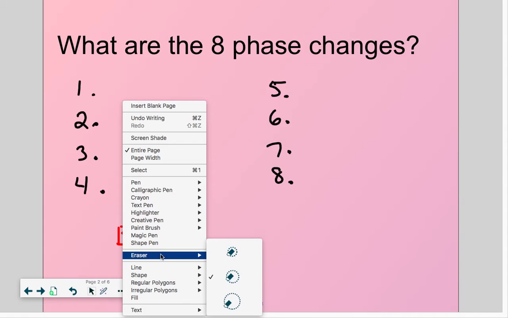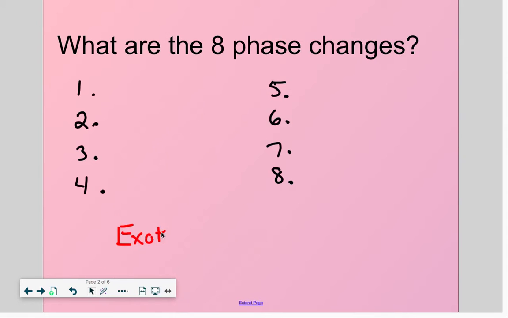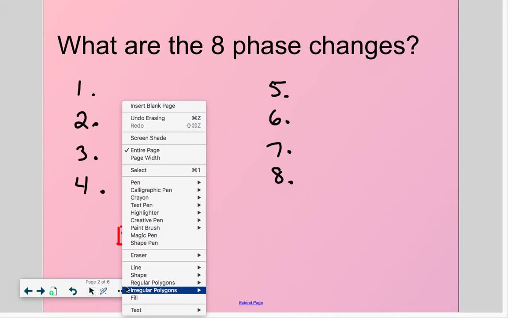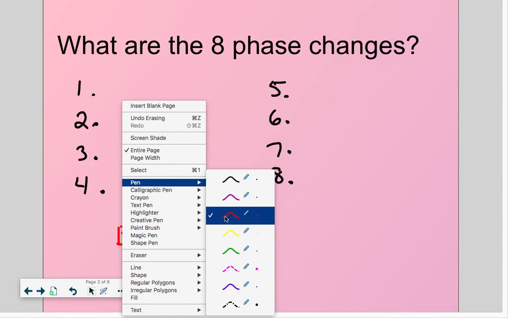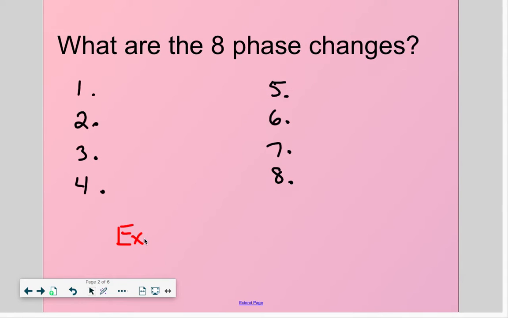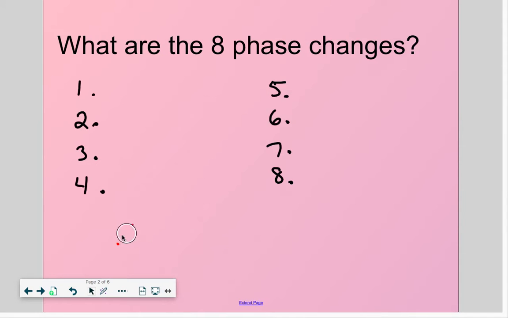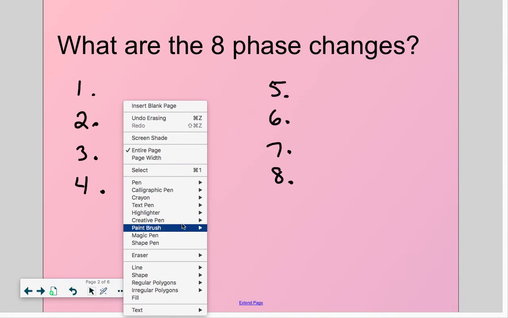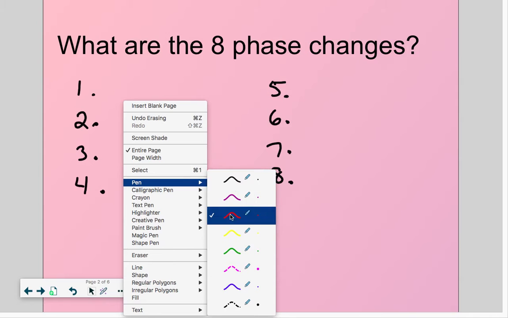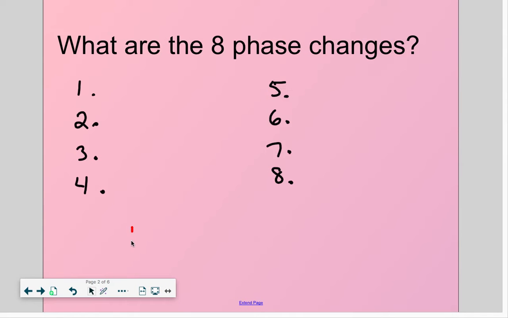Let's see, eraser. Let's get rid of that. Okay, so we're going to say that the red is going to be endothermic. I guess I should have got rid of that. Okay. So the red is going to be endothermic.